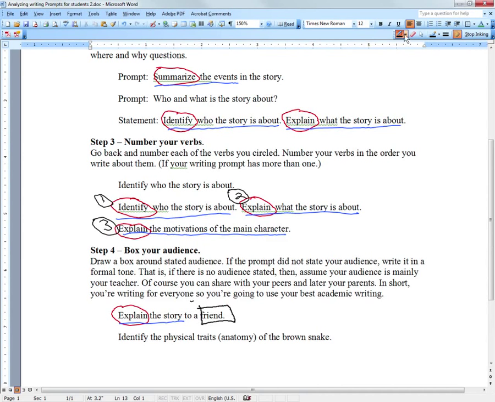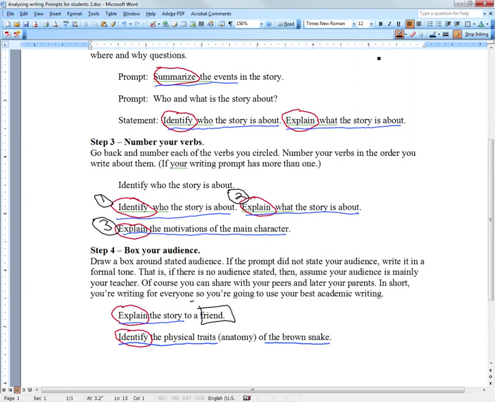Here's another example where the audience isn't stated. So, of course, I'm going to assume that it's mainly for the person who's evaluating you, right? Identify. Identify the physical traits, anatomy of the brown snake. Brown snake isn't my audience, right? It's what I'm identifying. Identify, that is to say, tell me what parts of the anatomy the brown snake has.